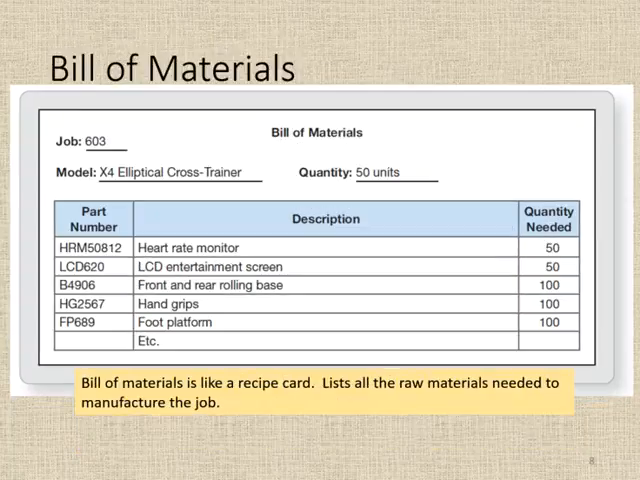Then we have here an example of a bill of materials. Engineers might produce a bill of materials for requesting raw materials needed to fill a job. You can think of the bill of materials as like a recipe card. It simply lists all the raw materials needed to manufacture the job. Then purchasing can take this information, and they will know how much stock they need to have available. That will help them determine their purchasing needs and make sure that raw materials are on hand by the production date.